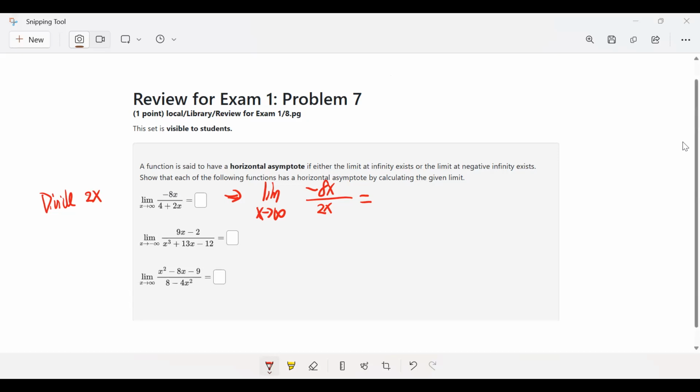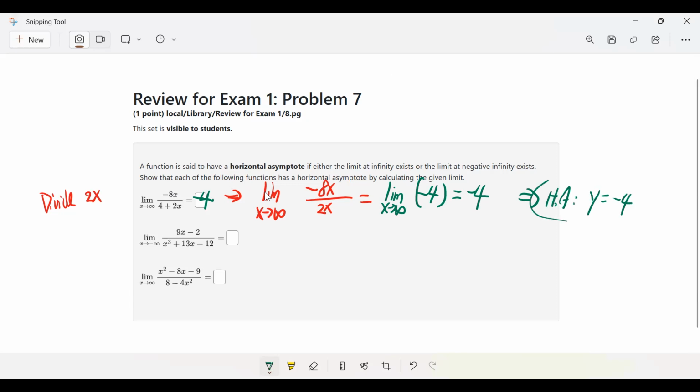Yeah, and then if you simplify, divide, you will end up with the limit as x approaches infinity getting negative 4. The limit of negative 4 is negative 4. And this also tells us the horizontal asymptote occurs at y equal to, right? That's the whole purpose: to identify where the horizontal asymptote is using the limit.